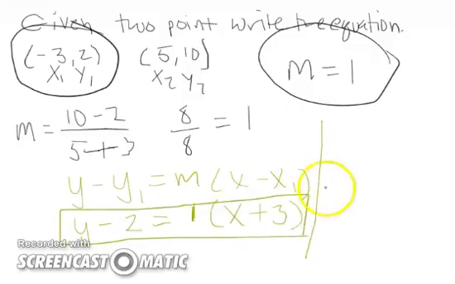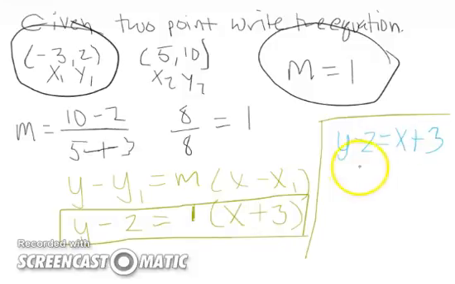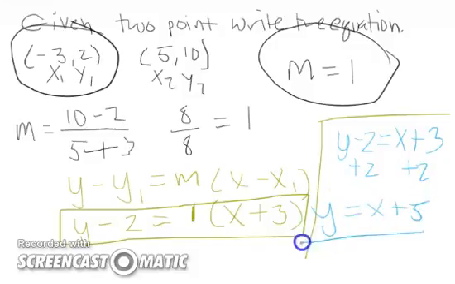If I want, I could take this further and make it into slope-intercept form, which I will do. Distribute the 1, and I end up with y minus 2 equals x plus 3. Add the 2, and we get y equals x plus 5. And there it is, the end of the line.